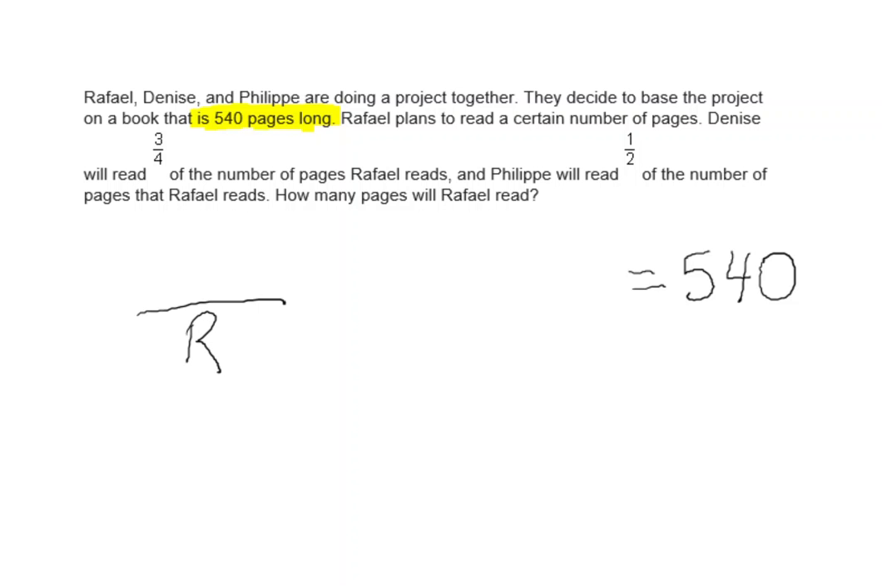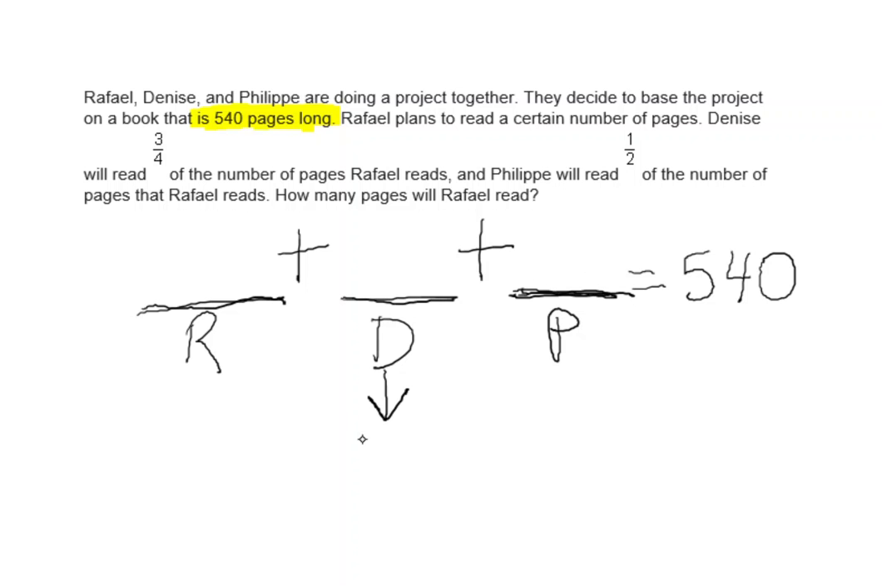Raphael's going to read some. Denise is going to read some. And Philip is going to read some. But the amount they read, those 3 amounts, should add to 540. Denise will read 3/4 of the number of pages that Raphael reads. 3/4 of Raphael would be 3/4 R. Philip will read 1/2 of the number of pages that Raphael reads.